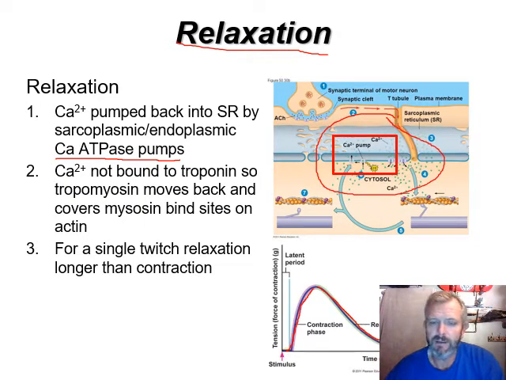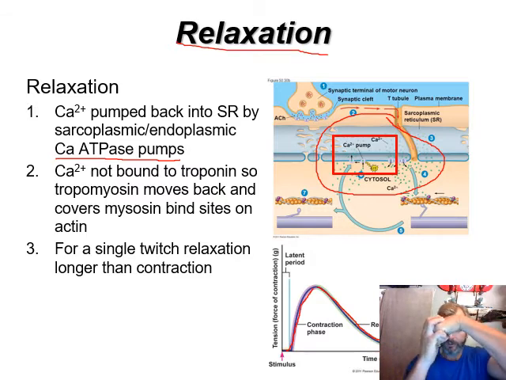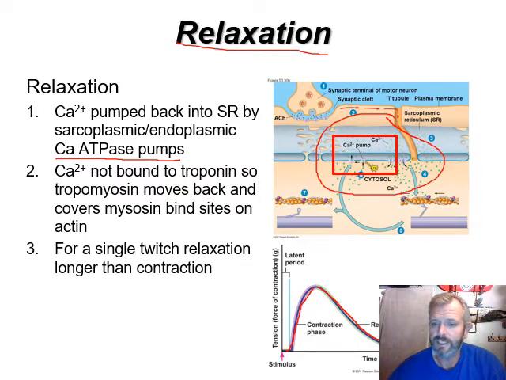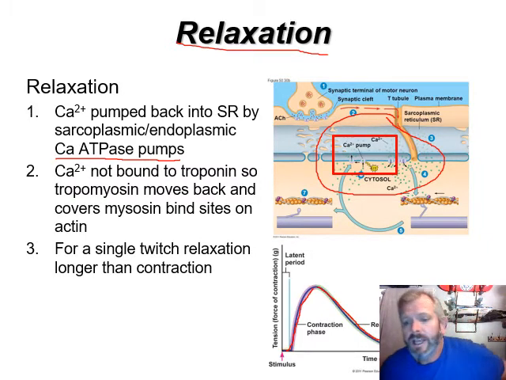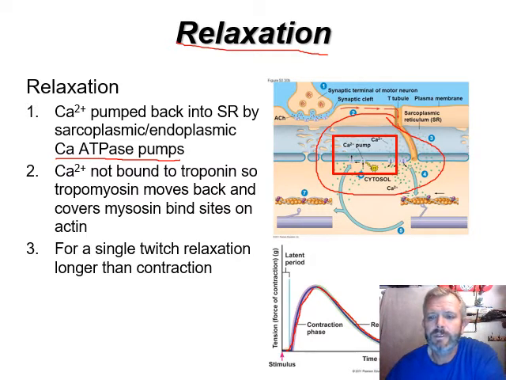But you can see how much ATP we use for this muscle contraction, in that we use ATP to do the power stroke. All right, so we use a ton of ATP to do that power stroke of the myosin head, and we also use ATP to pump the calcium back in to get relaxation. So we have to have ATP for both contraction and relaxation.